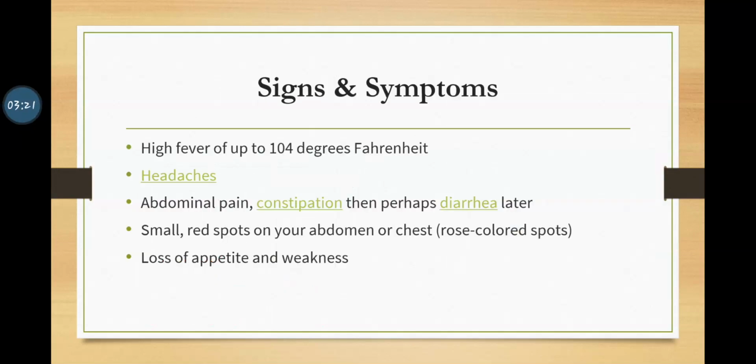Signs and symptoms: high fever of up to 104 degrees Fahrenheit, headache, abdominal pain, constipation, and perhaps diarrhea later. Small red spots on your abdomen or chest. Loss of appetite and weakness are some of the signs and symptoms of typhoid.